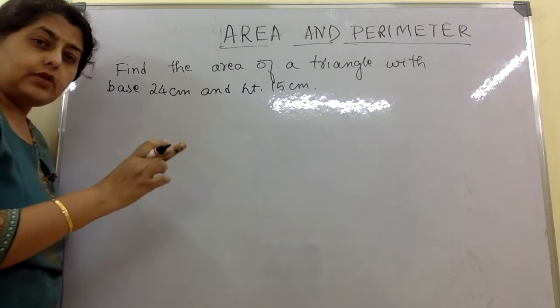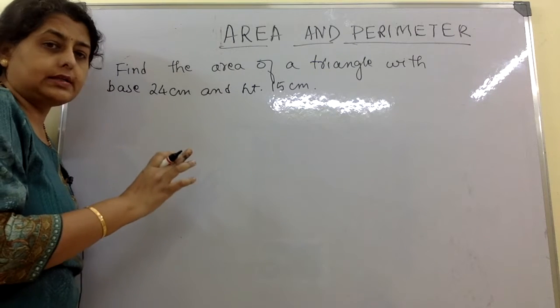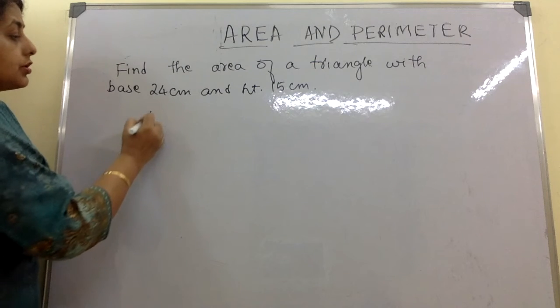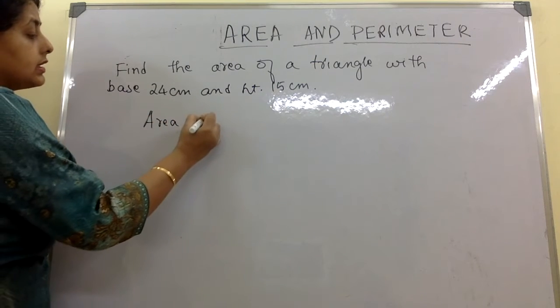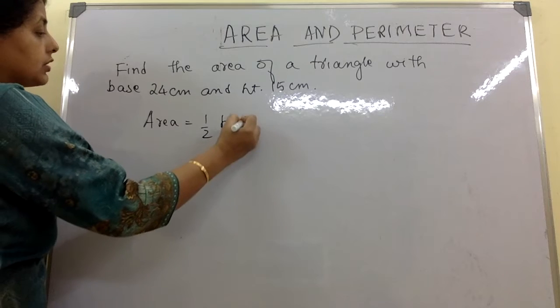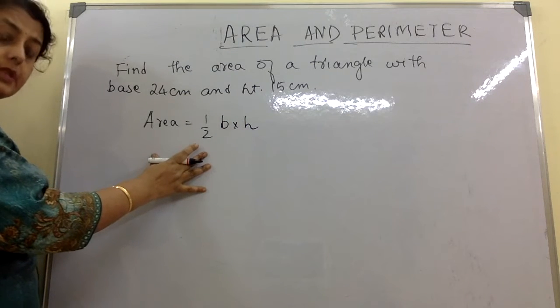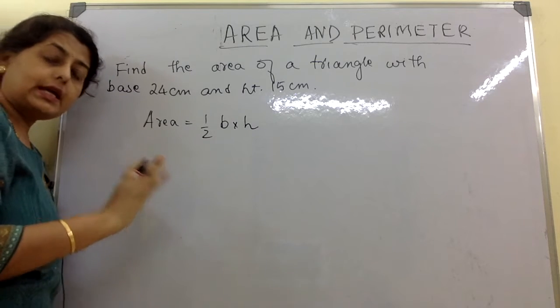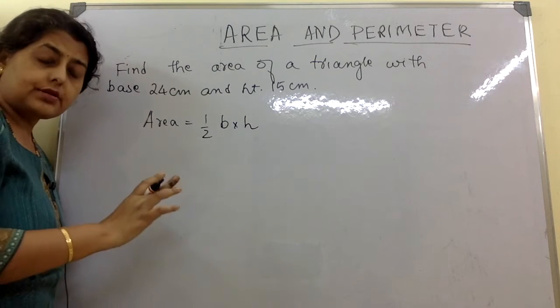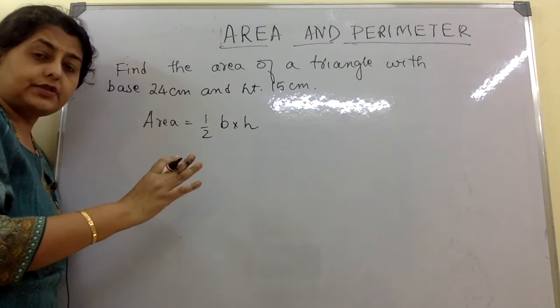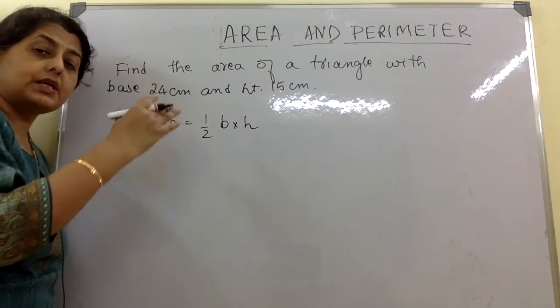Find the area of a triangle with base 24 and height 15. How do we do this? Here we are going to use the formula: area is equal to half into base into height. This formula will apply to any triangle, provided they have given you the height and the base. Now what is base and what is height?